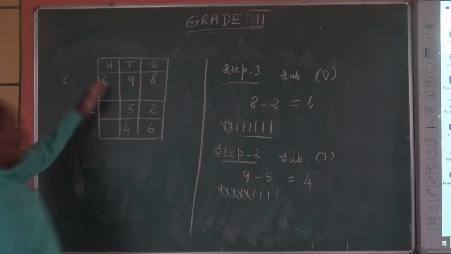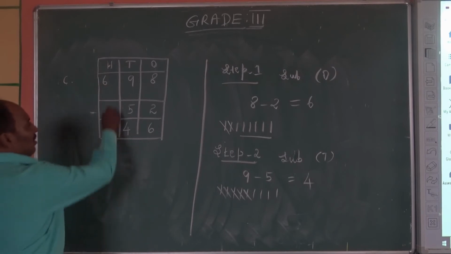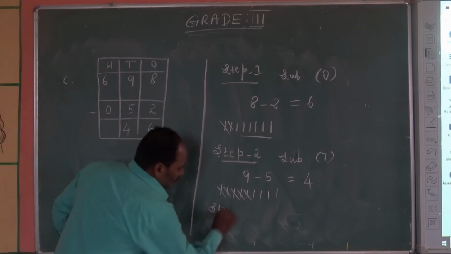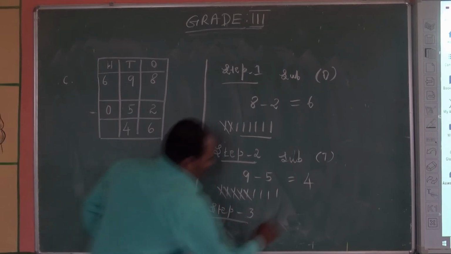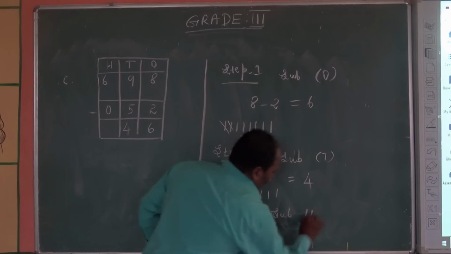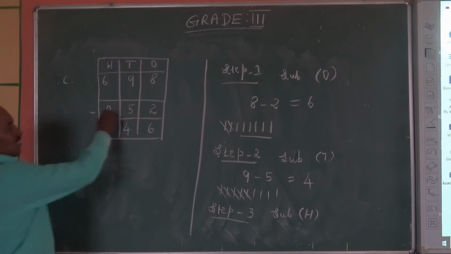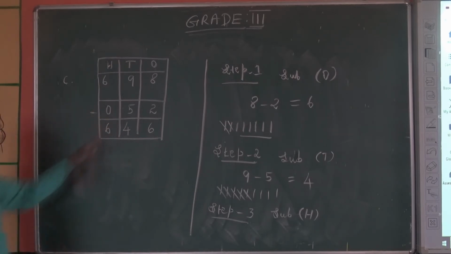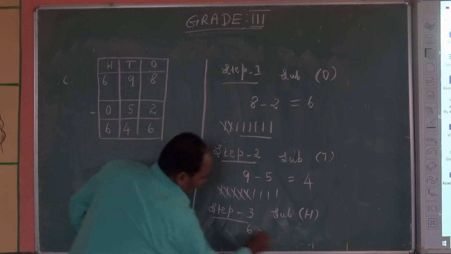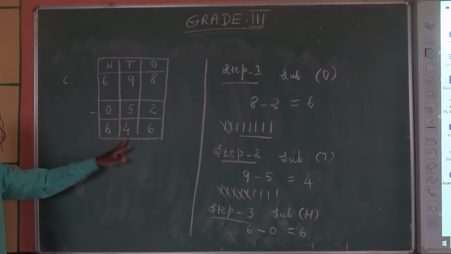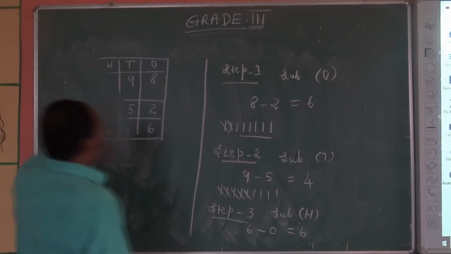Next we go to the hundreds place. Here the hundreds place is 6 only, and the other number has 0. So 6 minus 0 is equal to 6. Step 3. Subtract hundreds place. 6 hundreds minus 0 hundreds. That means 6. 6 minus 0 is equal to 6. So our answer is 646. The next one, D part.